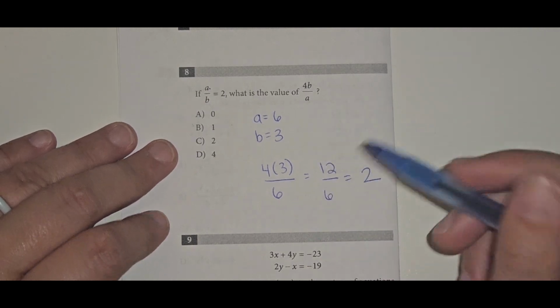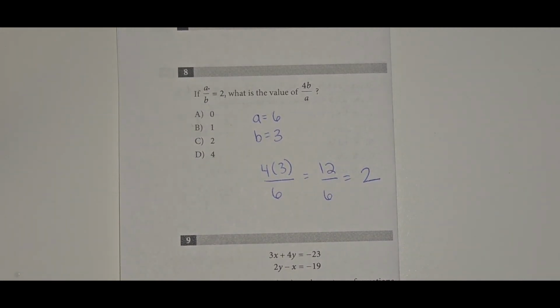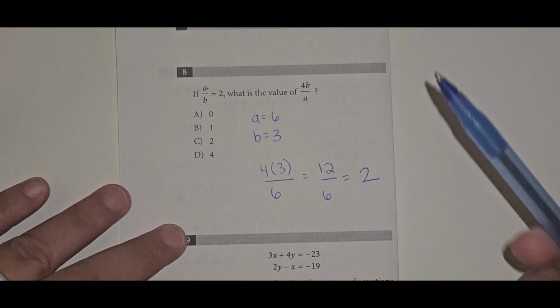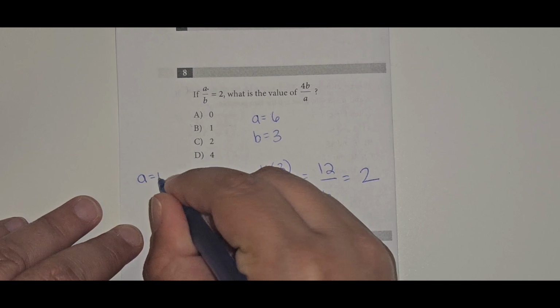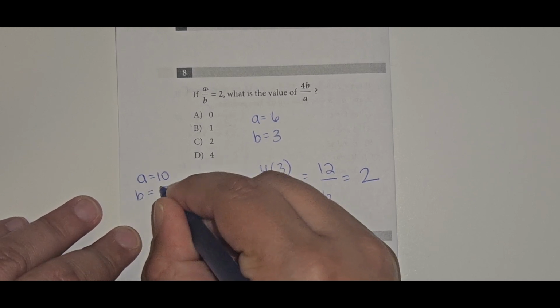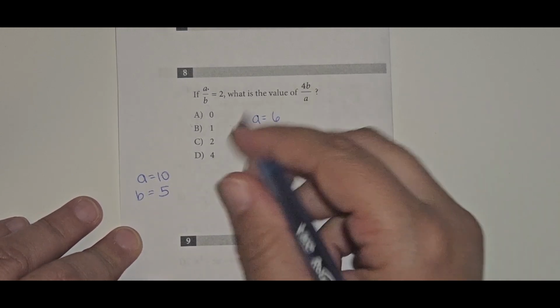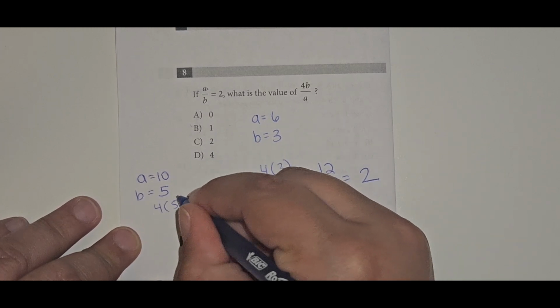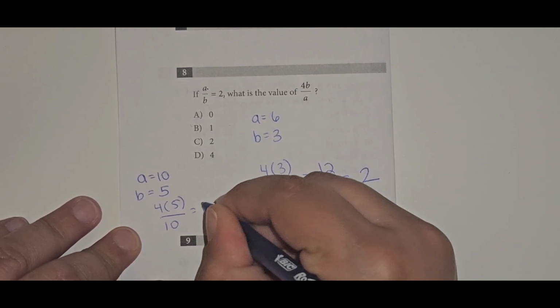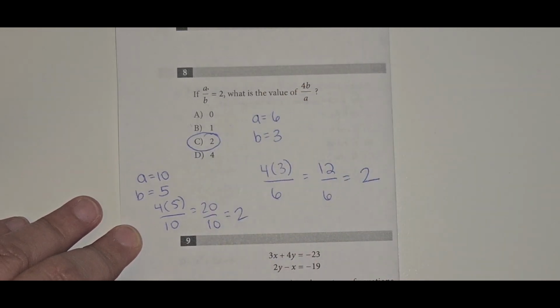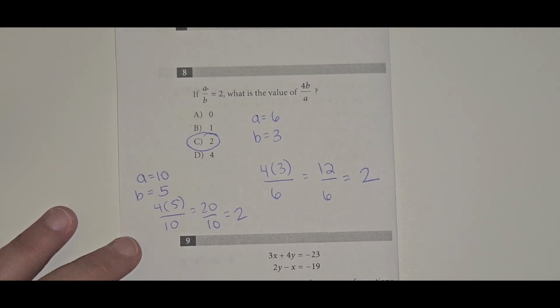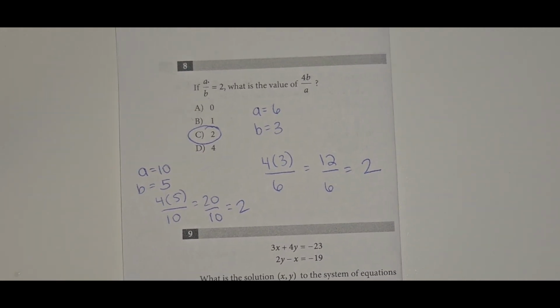So sometimes with these types of problems, I just go ahead and try to insert different things into it. You don't have to make it too complicated. Let's even try if A was 10 and B was 5. Okay, 4 times 5 divided by 10 equals 20 divided by 10 equals 2. So I tried 2 different scenarios. They both worked. That's what you're going to do in some of these cases. And that's totally fine.